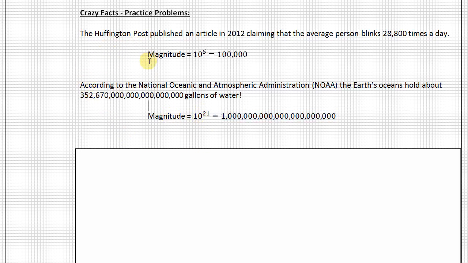So far, our first two examples have us in the positive powers of 10. Meaning that we're talking about very large numbers. So let's take a look at a couple that are smaller numbers.